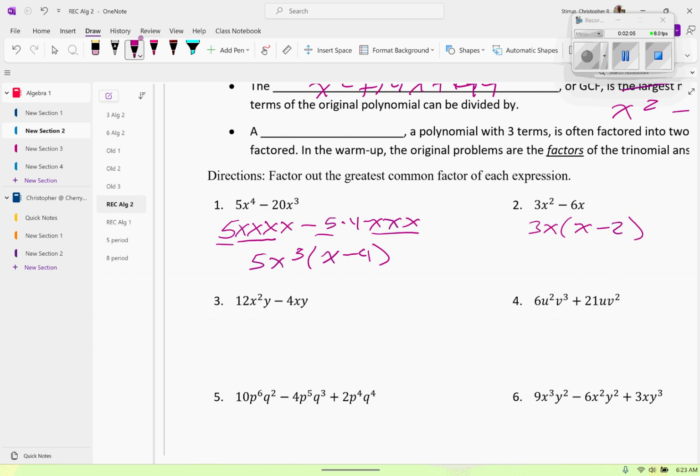On this one, I can factor out a 4 from both, an x from both, and a y from both. And that's going to leave me 3x minus 1. That's a y right there. In this one, I can factor out a 3, a u, and a v squared. That's going to leave me 2uv plus 7, and it's done.